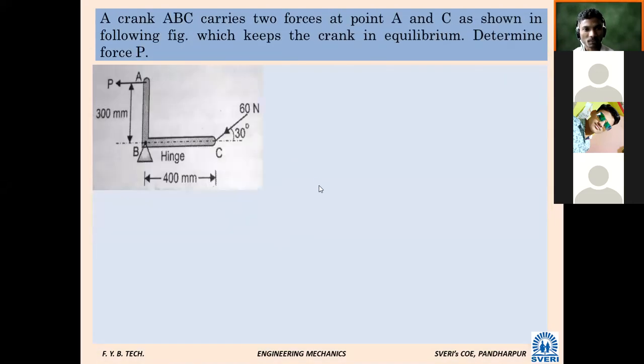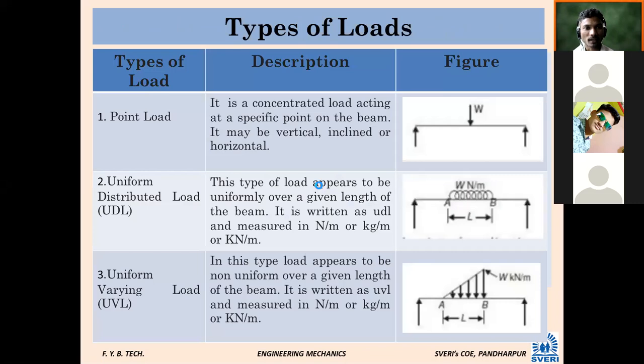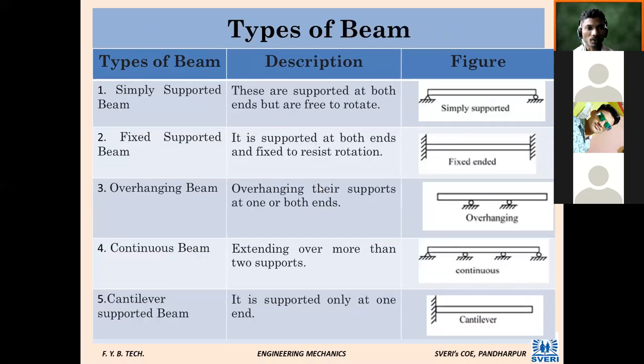So these cylinder problems we have seen. Here are types of load, types of support, types of beam. Now we are going to solve problems on these types of beam: simply supported, fixed supported, overhanging beam, continuous beam, etc. We have seen in depth what is a simply supported beam. Support is at both ends.